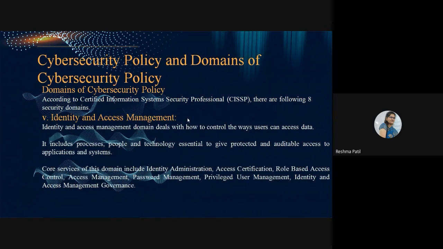Identity and access management, who is authorized person, only that person can access your system. That control we have to keep here.